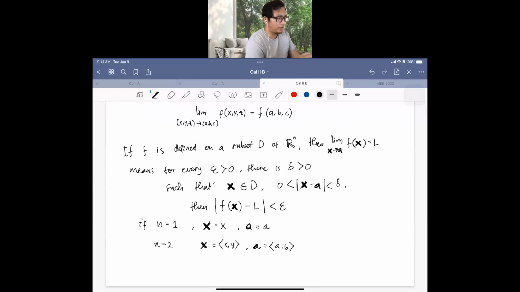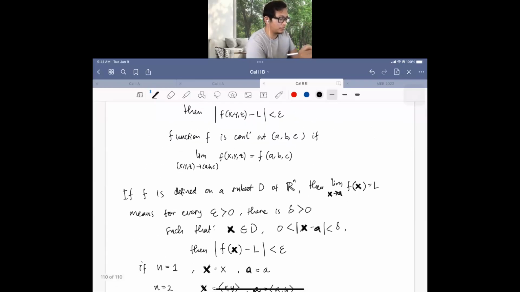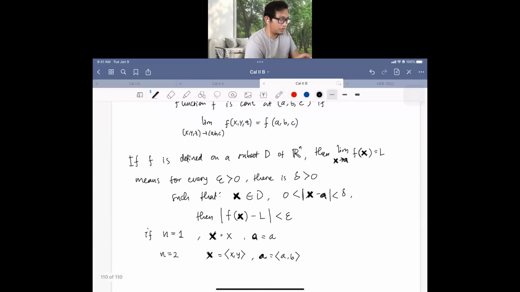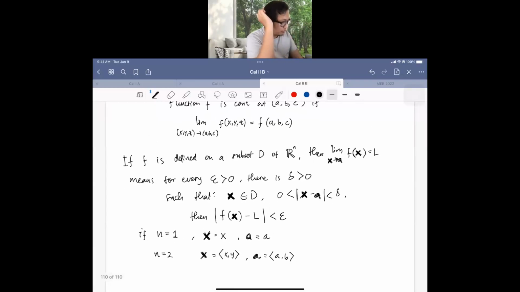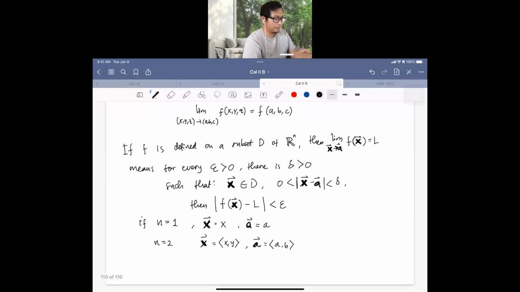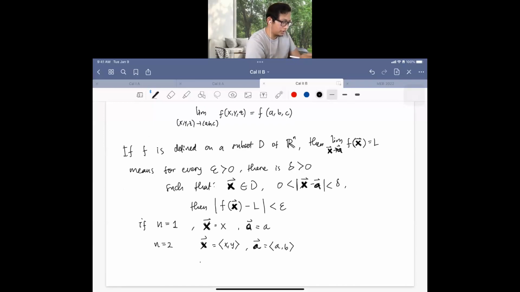So we can make this, or maybe if you want to write in your notes, aside from making bolds, maybe make it an arrow. And we have n equals 3. This will have x, y, z, and a, b, c.